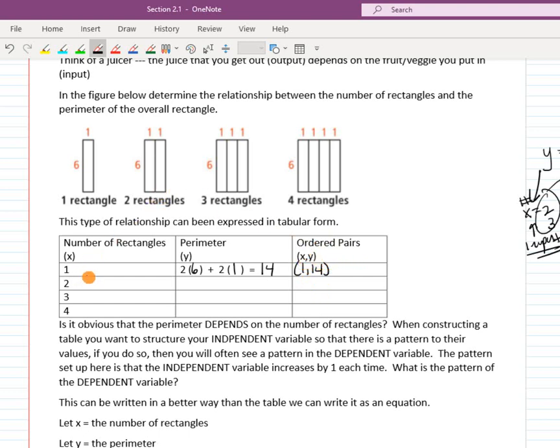Then if I go to 2, okay, thinking about the perimeter here, I have a 6 and a 6 now. Now this line here in the middle, that's not perimeter, that's not on the outside anymore. I would have 2 6s still, but now, how many times do I see this 1 show up? I see that 1 show up 4 times now. So it'd be 4 ones.